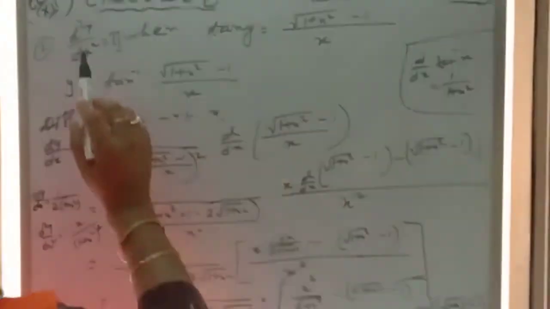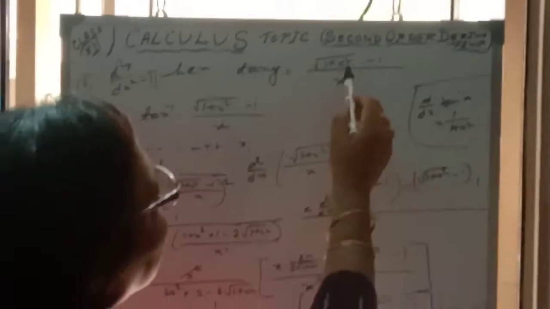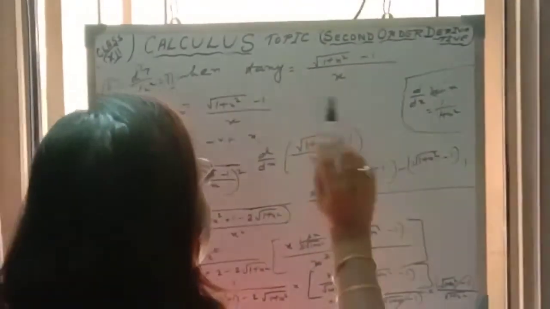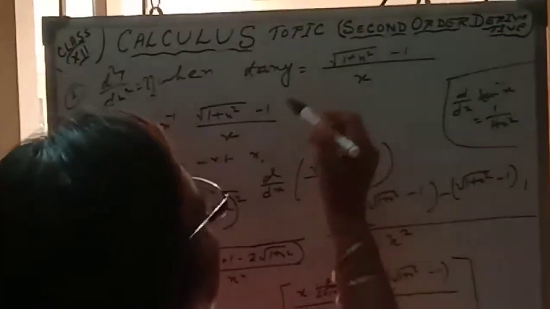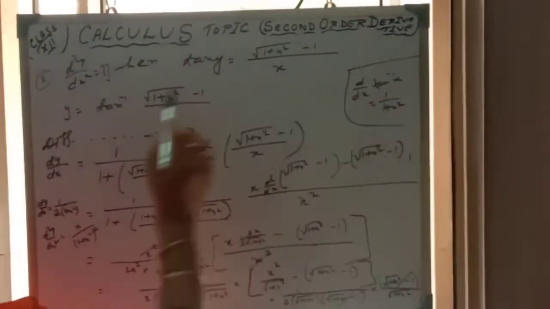Next sum, we have to find again d2y/dx2 when tan y equals the square root of 1 plus x square minus 1, whole divided by x. Now y equals tan inverse of square root of 1 plus x square minus 1 by x. Now d/dx of tan inverse x, this is the rule, d/dx of tan inverse x equals 1 by 1 plus x square. We will follow this formula.